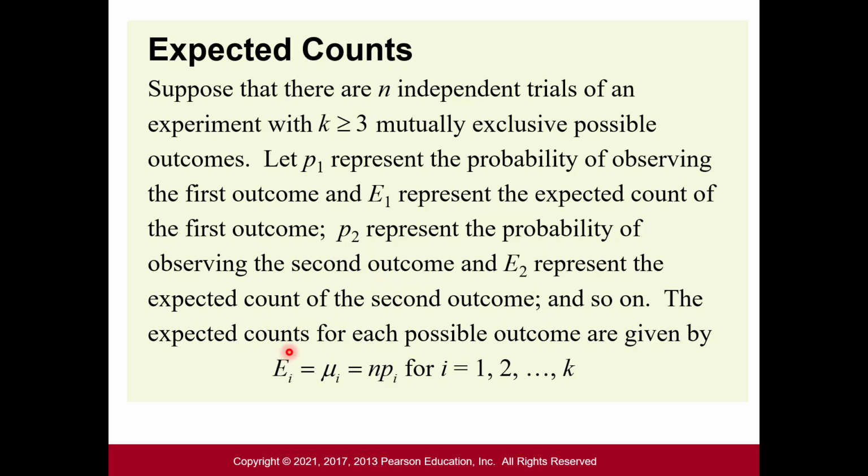Then our expected counts, which we denote E sub something, are going to be just n times our probability. So for the first outcome, it would just be n times p1. And we can denote that as mu sub 1 as well, and that's our expected count, E sub 1.